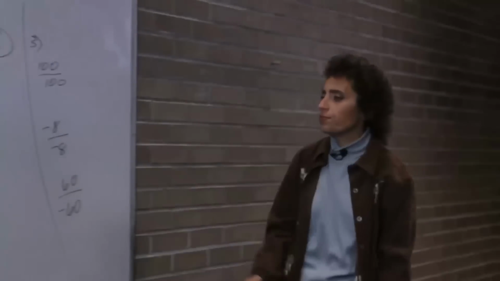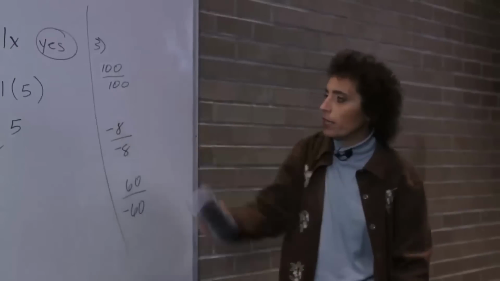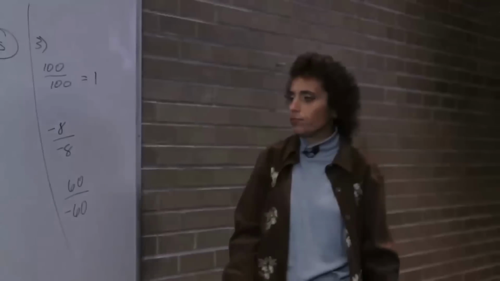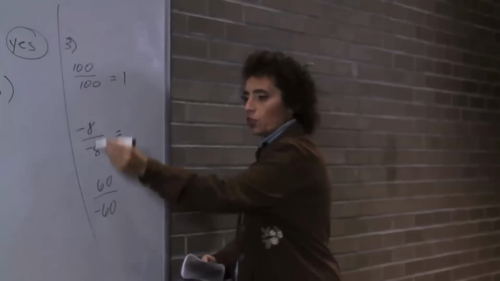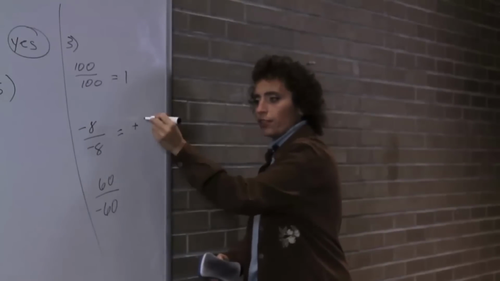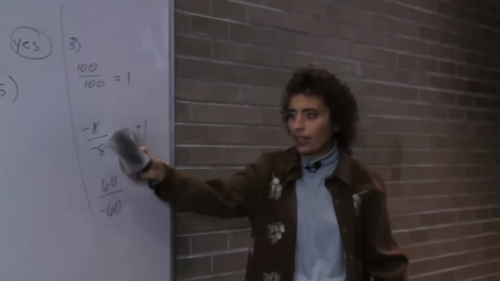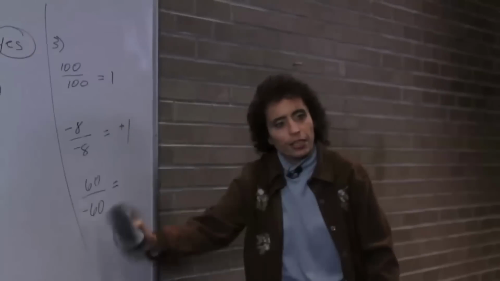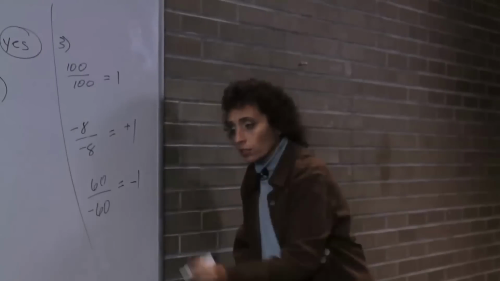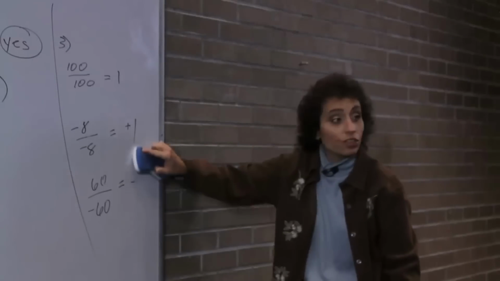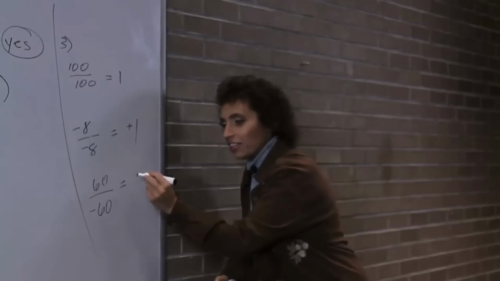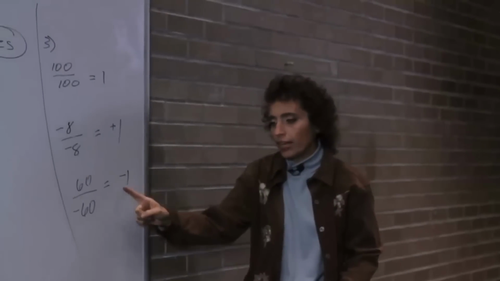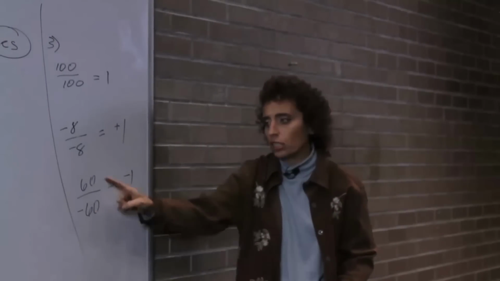Okay, let's try these. Well, any number divided by itself is 1. 1 times 100 is 100. Checks out. Again, signs are the same, so it's positive. 8 divided by 8 is 1. 1 times negative 8 is negative 8. Checks out. Signs are different, makes my answer negative 60. Oops, I jumped the gun, but that's okay. 60 divided by 60 is 1, so my answer is negative 1. Again, I can check. Negative times a negative is a positive. 1 times 60 is 60.